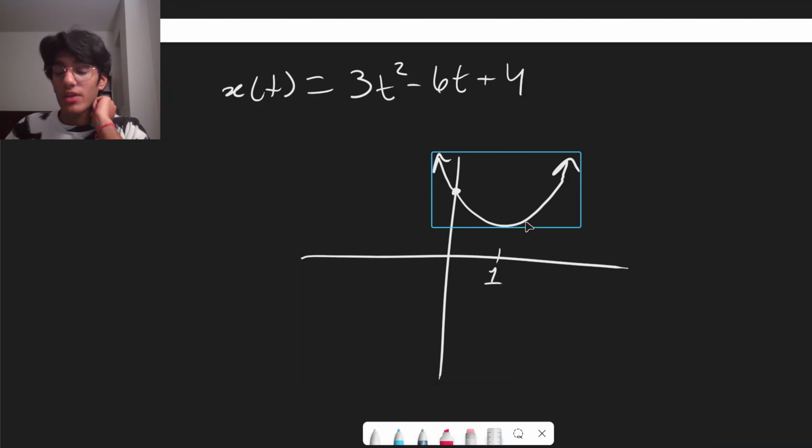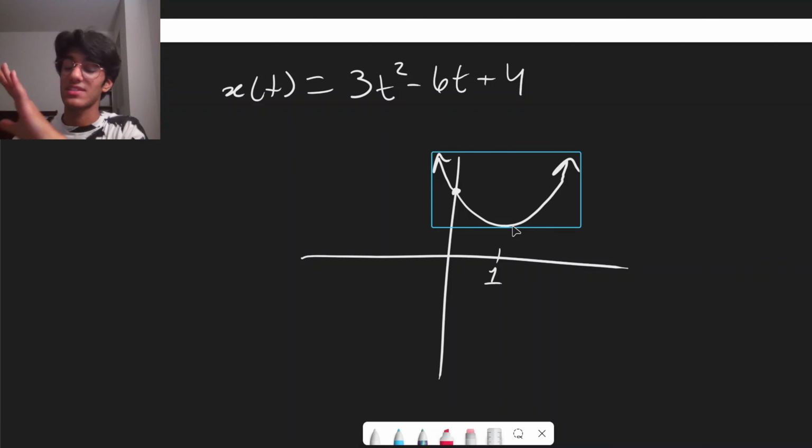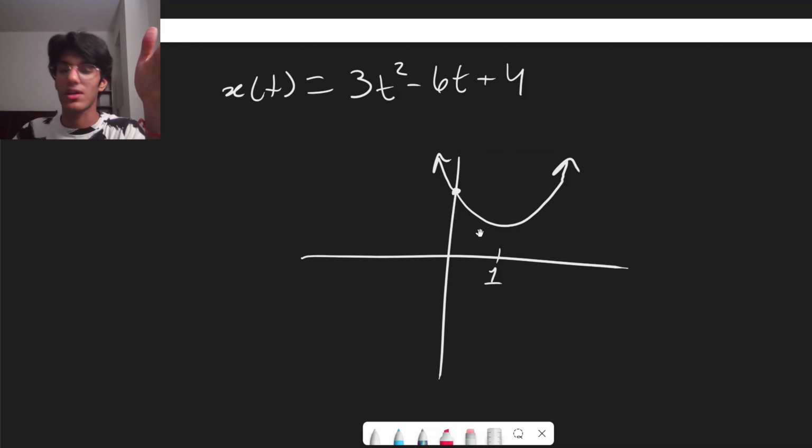And after 1, it's speeding up, right? The velocity was positive, the acceleration was also positive. The acceleration is positive the entire time. It's just the direction of the velocity that would give it this parabola shape.